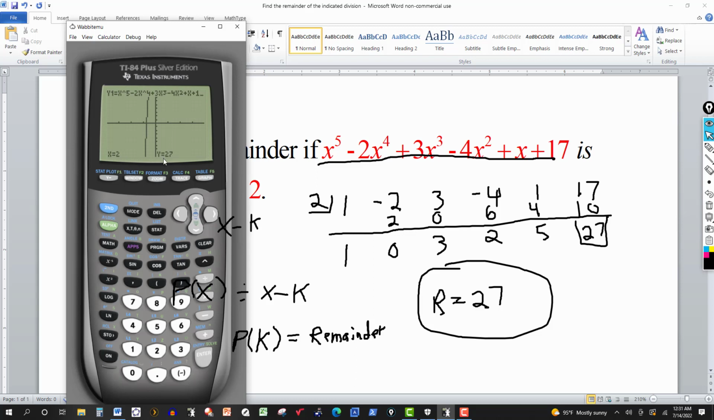So if you have a polynomial and you're dividing it by a binomial of the form x minus k, in this case x minus 2, and you just want to know the remainder, well, you can do long division, you can use synthetic division, or you can use the remainder theorem in your calculator.